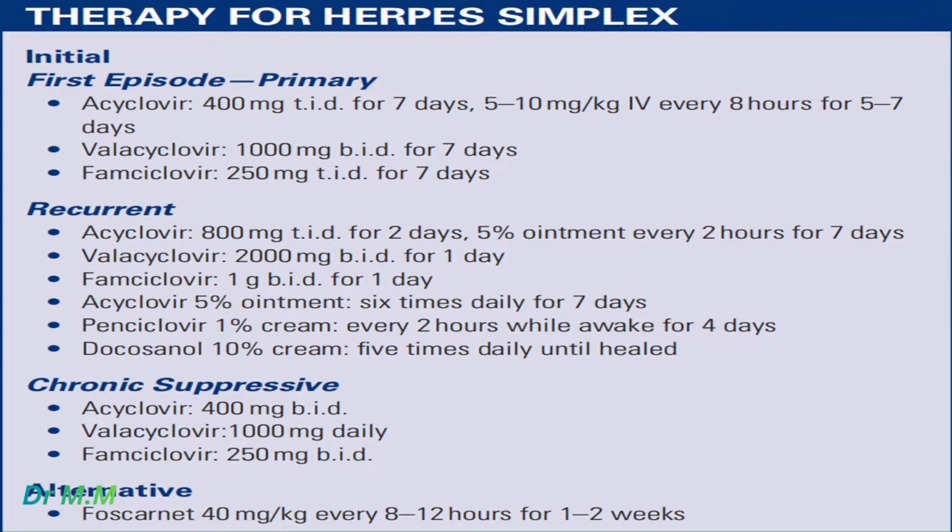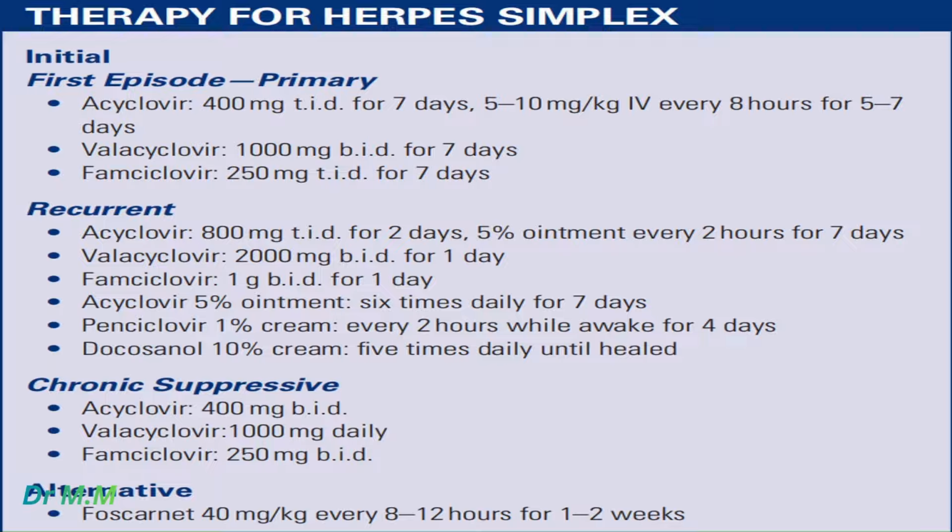In recurrent cases, acyclovir 800 mg TID for 2 days, or 5% ointment every 2 hours for 7 days; valacyclovir 2000 mg BID for 1 day; famciclovir 1 gram BID for 1 day; acyclovir 5% ointment 6 times daily for 7 days; penciclovir 1% cream every 2 hours while awake for 4 days; or docosanol 10% cream 5 times daily until healed.